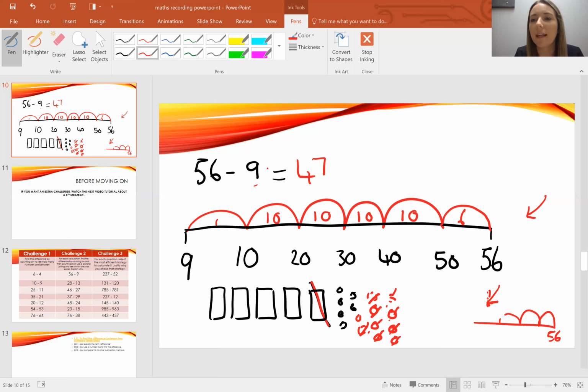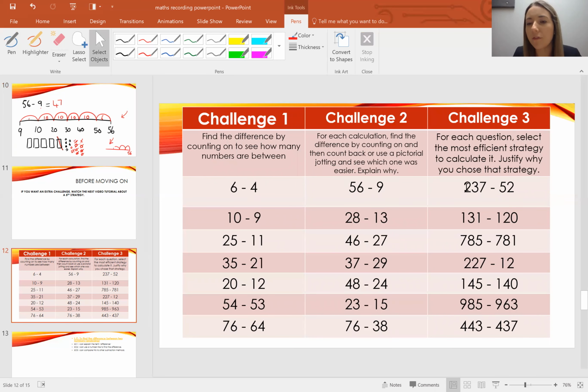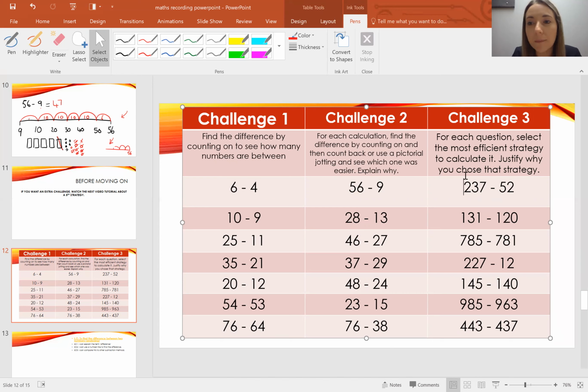Okay, so I want you to think which one was the easier one for each calculation that you've got to do on challenge 2. If you want to have a go at challenge 3, we've got some larger numbers here, so you're going to have to really think about your place value as well as your subtraction. But I also want you to think about, before you start, which strategy will I use and why? So you're trying to choose the most efficient strategy for each calculation, because some strategies will be good for some calculations and others will be better for others.